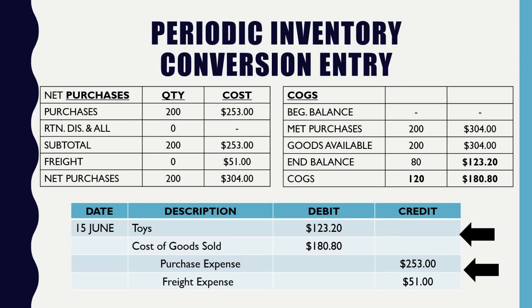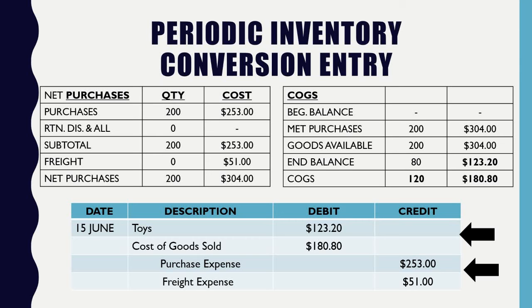And then our cost of goods sold, right? The amount that we sold was indeed 120 items, costing me a total of $180.80. So we're going to plug those numbers in. And again, our purchase expense, what was our total purchase expense? We solved it from above here.